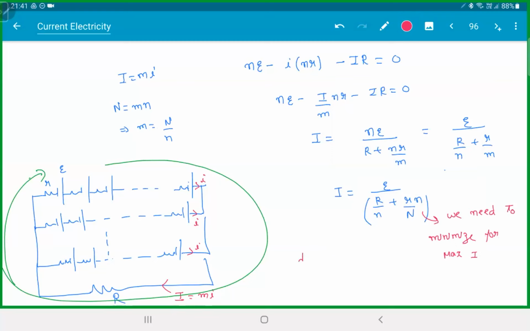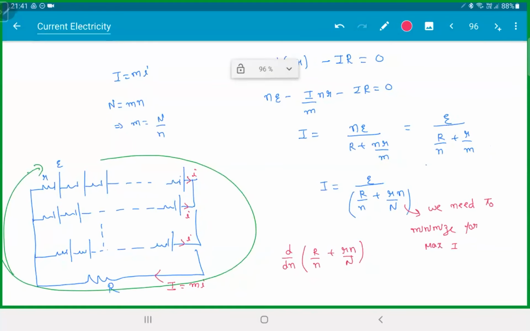What to do? Maximum, minimum. So d by dn, remember n is the variable here, of R by n plus rn by capital N. If I differentiate this, you get minus R by n square plus r by N is equal to 0. We get n is equal to the square root of capital N into capital R by small r. That's your answer.